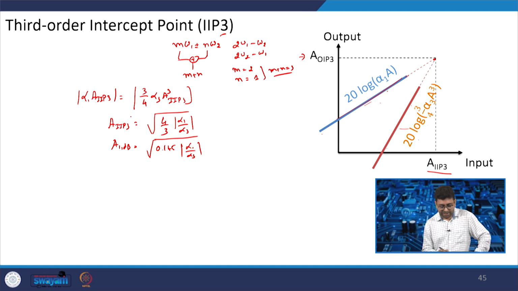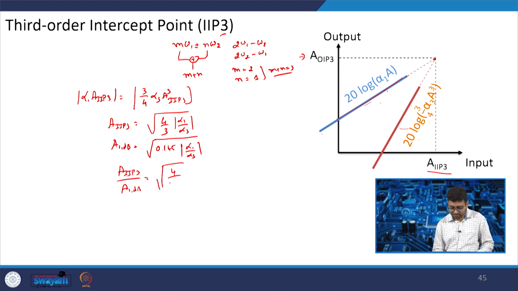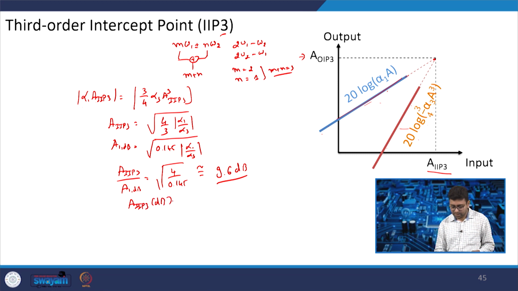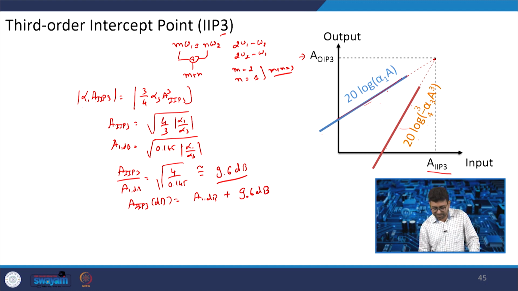If we derive AIIP3 by A 1 dB, you will get the value 4 by 0.145, and if you convert into dB, it will be roughly around 9.6 dB. So, what it says is that there is a relation between your IIP3 and the 1 dB compression point: your IIP3 is about 10 dB higher than your 1 dB compression point. So, AIIP3 in dB is equal to A 1 dB plus 9.6 dB. So, it is 9.6 dB higher compared to the 1 dB compression point.